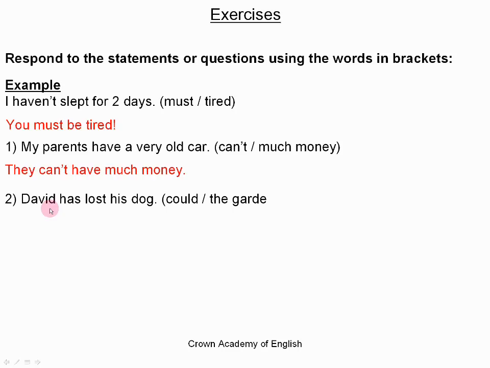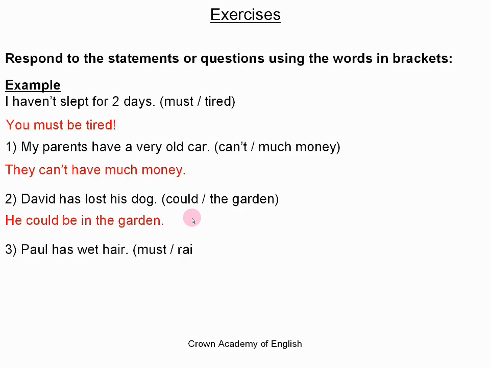Question 2. David has lost his dog. And the answer to this one, he could be in the garden. Okay, so we are not certain. We are fairly certain that the dog is in the garden, so we say he could be in the garden.